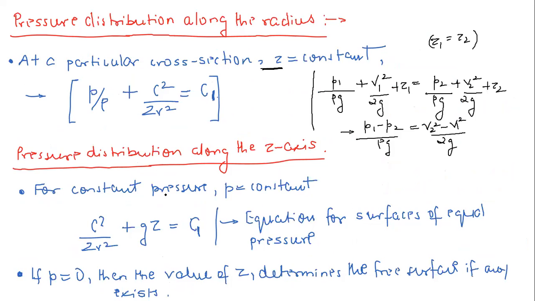So now, pressure distribution along the Z axis. Let us say that for some time I'm assuming that along the Z axis this P is going to remain constant. If I assume this, then we will find that this equation is going to reduce to a new equation because this is constant. Now if you take this equation on this side, the equation will be simply C square divided by 2R square plus GZ is equal to C1.